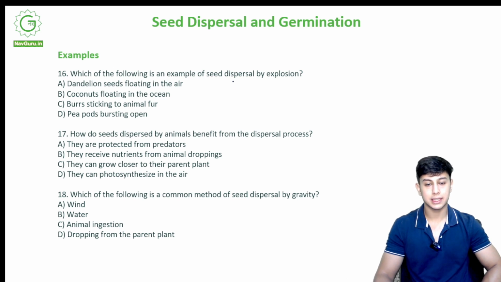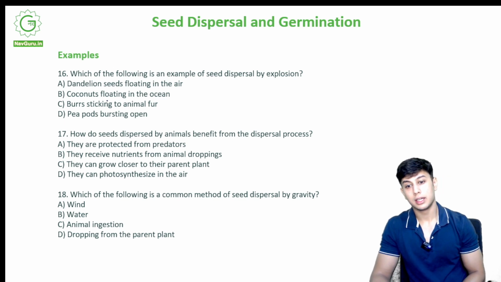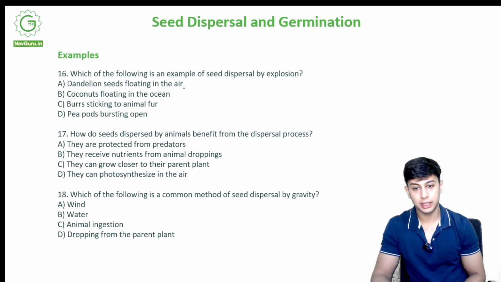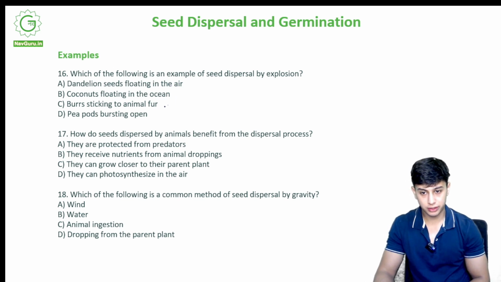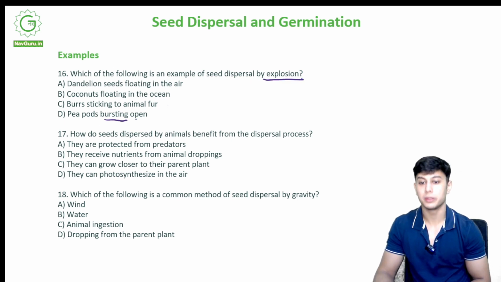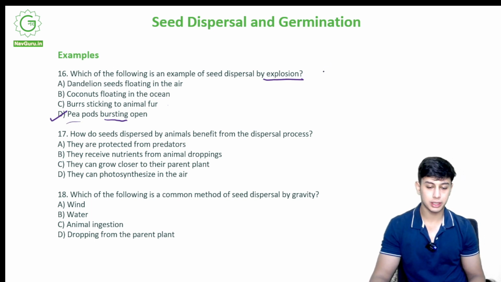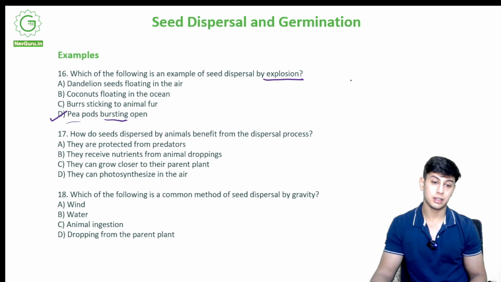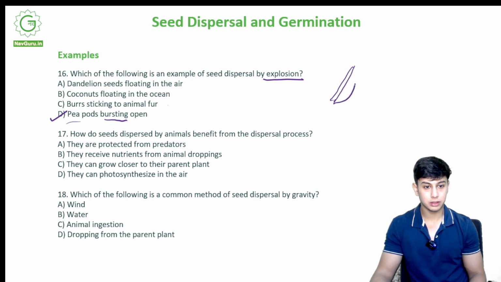Which of the following is an example of seed dispersal by explosion? Dandelion seeds floating in the air, coconuts floating in the ocean, burrs sticking to animal fur, or pea pods bursting open. So again, by explosion, by bursting open. The correct option is D, pea pods. We all have had, what do they call it in Hindi? Matar, the peas, they have this form. There are these inside it. This pod will burst open.